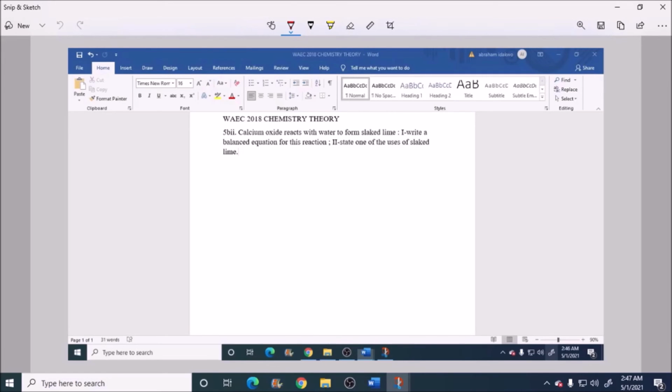Hello, welcome to Tclassified. Today I will be solving a question on Waec 2018 chemistry theory. Question 5b, Roman figure 2, says calcium oxide reacts with water to form slaked lime. Then question Roman figure 1, write a balanced equation for this reaction. Roman figure 2, state one of the uses of slaked lime.